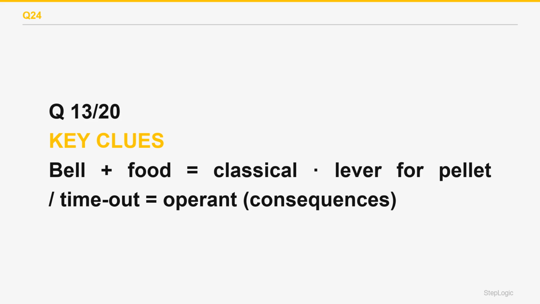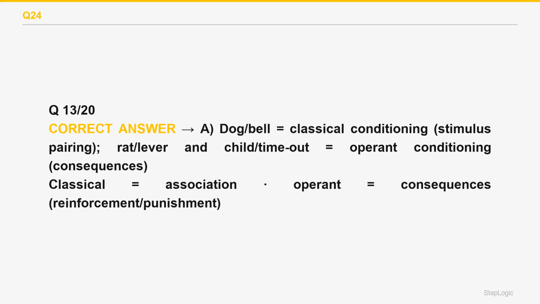Operant conditioning is learning by consequences. A voluntary behavior is shaped by what follows it. The rat presses the lever more because it is reinforced with food. Positive reinforcement increases behavior, and the child stops a behavior because of a punishment, timeout, which decreases behavior. The correct answer is A.